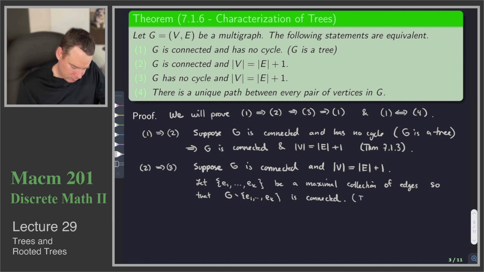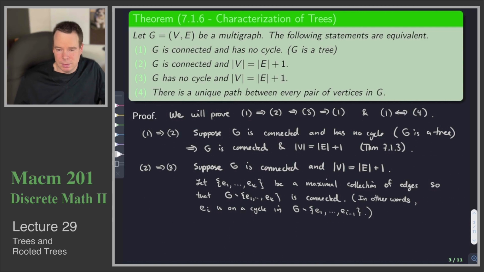So in other words, how would I have found this? Or how would I have collected together these edges? If EI is on a cycle in G, take away all the prior edges, E1 up to EI minus 1. So that's how I would have collected this set together.